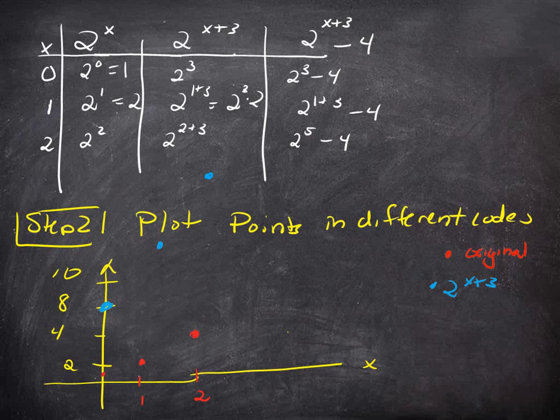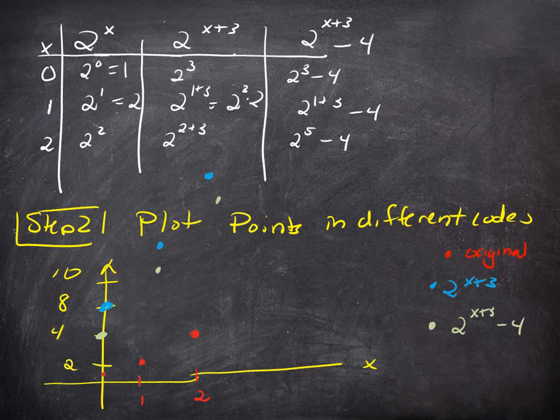So the red were the original points, and the blue is the 2^(x+3). And I can see that the trend is exactly the same. It looks like this one, though, is further along than this one. Right? This is going up earlier. And just so you can see the minus 4 added to it, I just plotted those points. So the x's and the y's. And I plotted them in different colors.